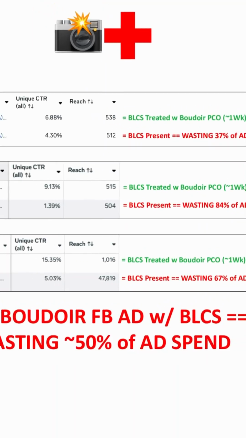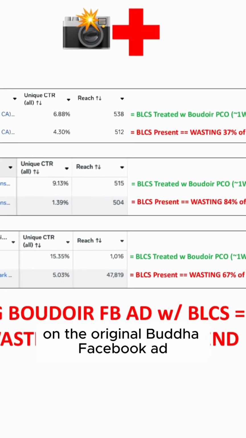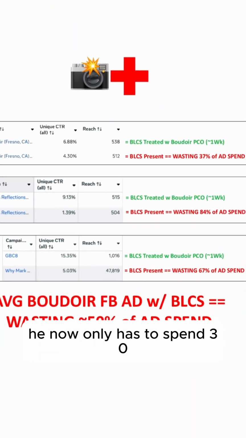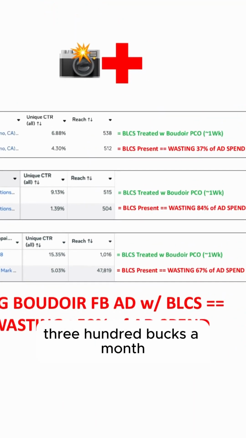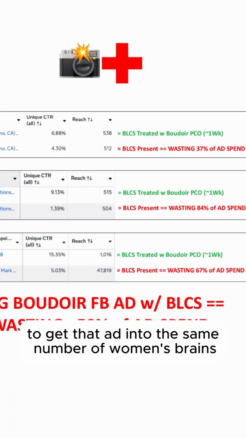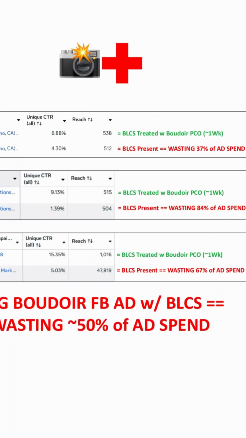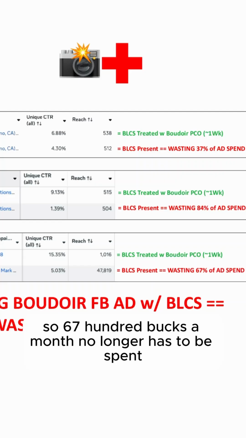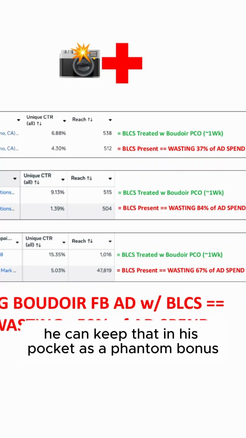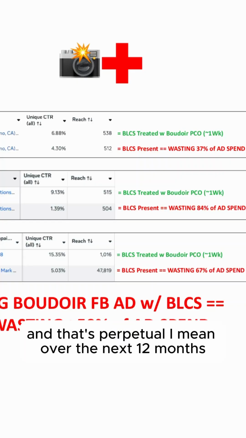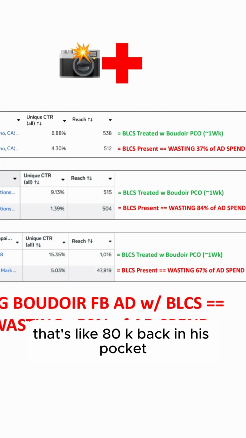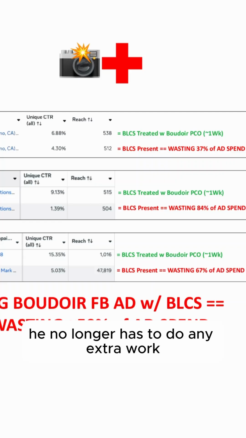So literally, if he spent 10 grand a month on the original Boudoir Facebook ad, he now only has to spend $3,300 a month with the Boudoir Pico treated ad to get that ad into the same number of women's brains in both scenarios. So $6,700 a month no longer has to be spent. He can keep that in his pocket as a phantom bonus, and that's perpetual. I mean, over the next 12 months, that's like $80K back in his pocket, and he no longer has to do any extra work.